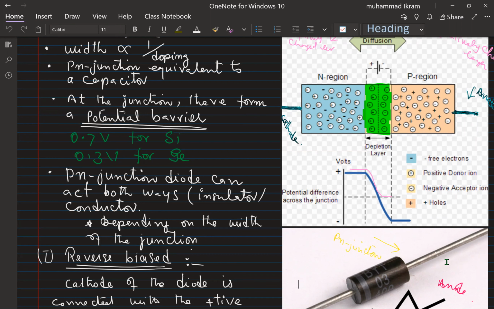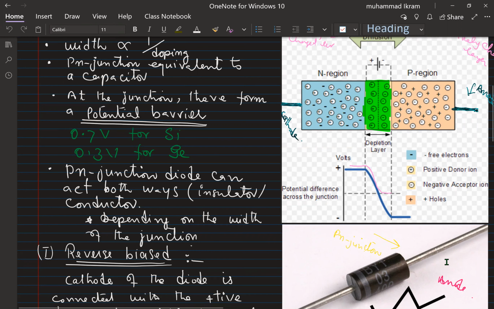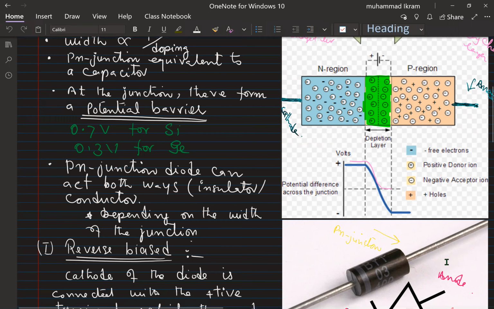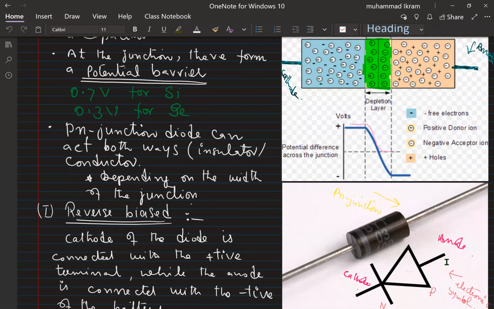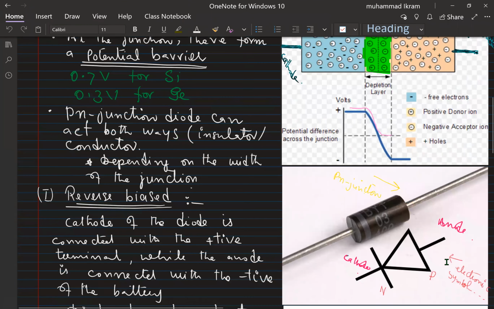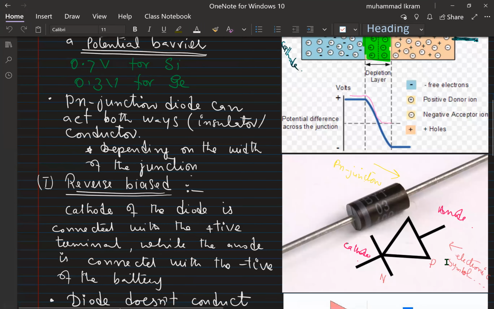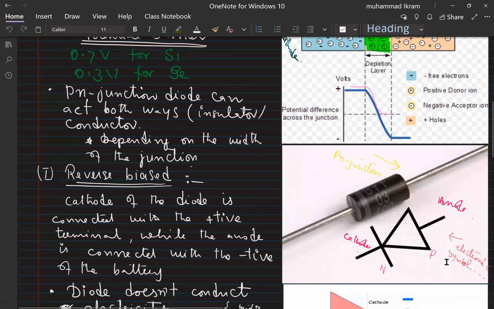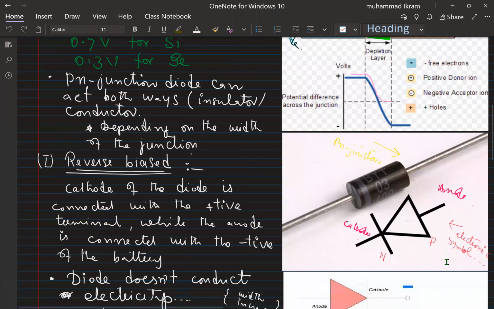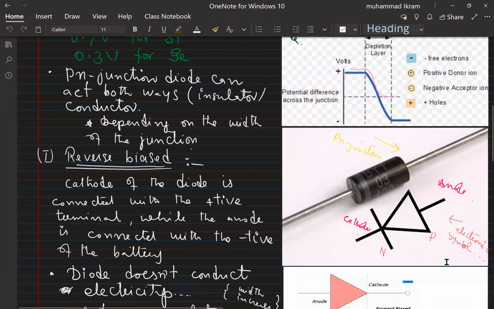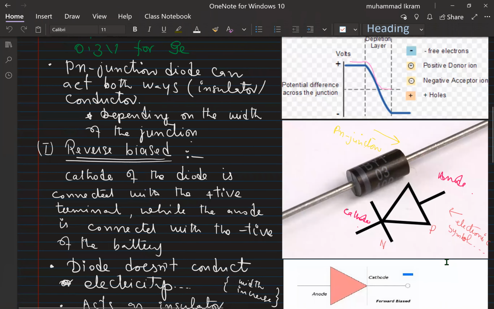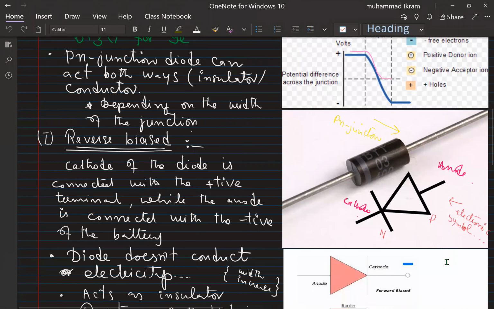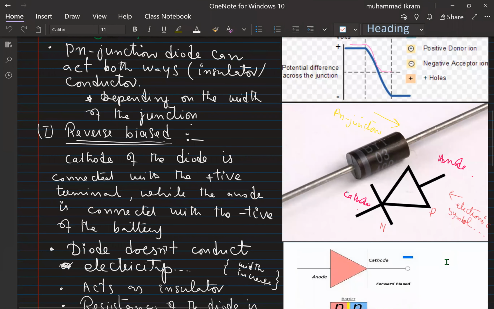Now we use two terms which I would like to explain to you, the most important points regarding the PN junction: reverse bias, or reverse biasing, and another one, the forward biasing. Now look, what is the reverse bias? I'm coming to that point.